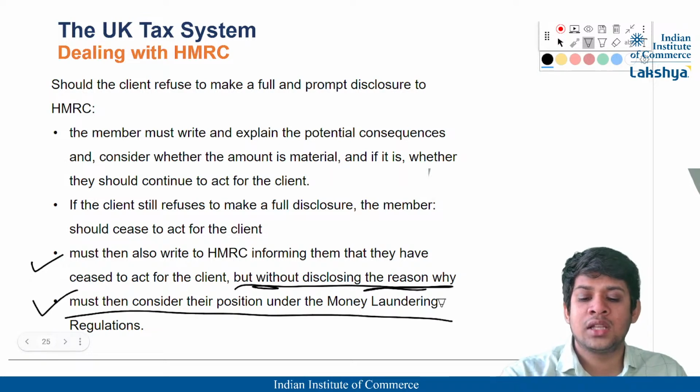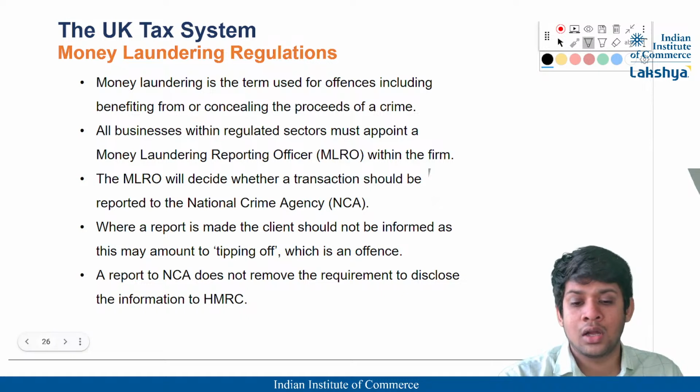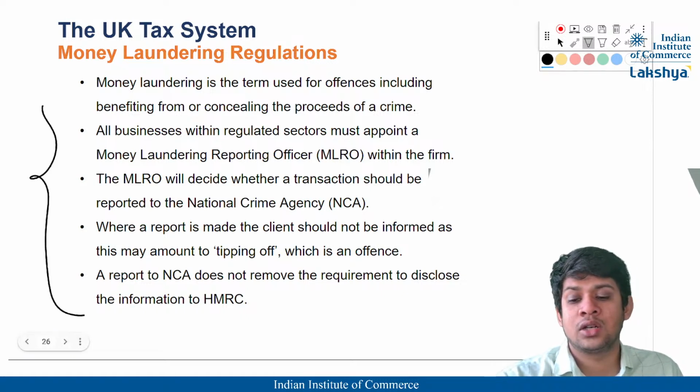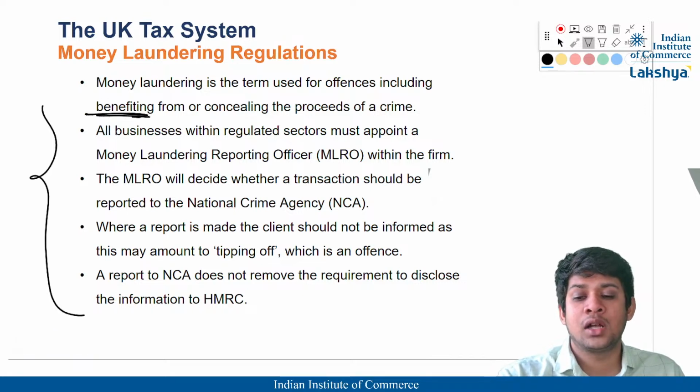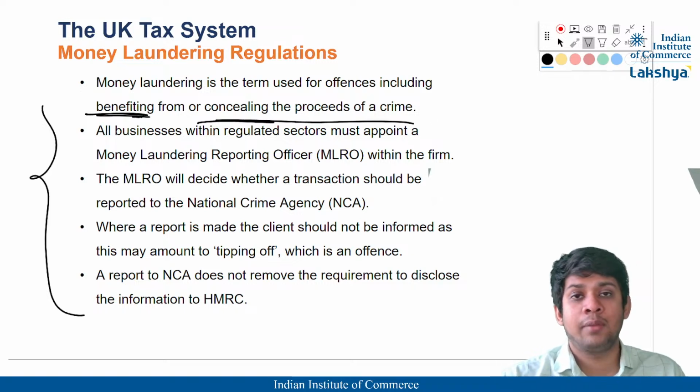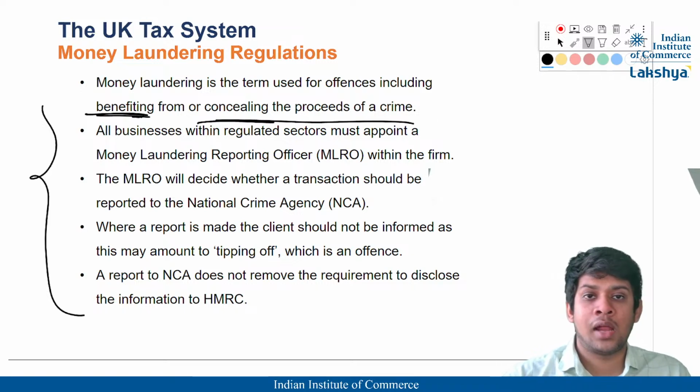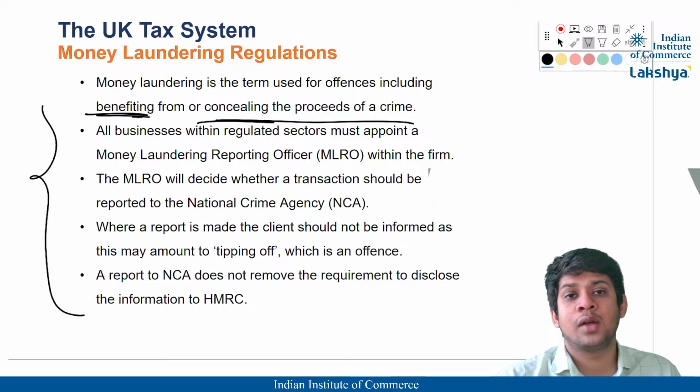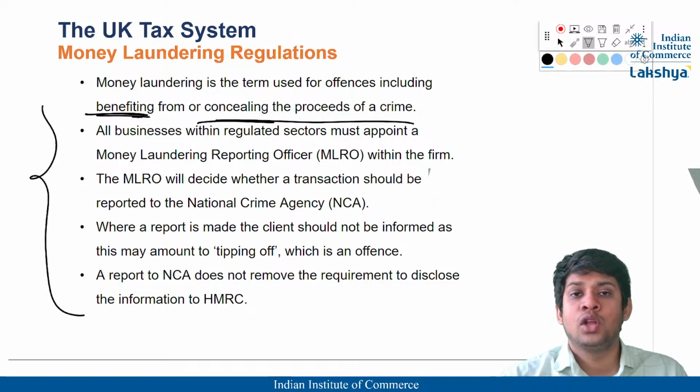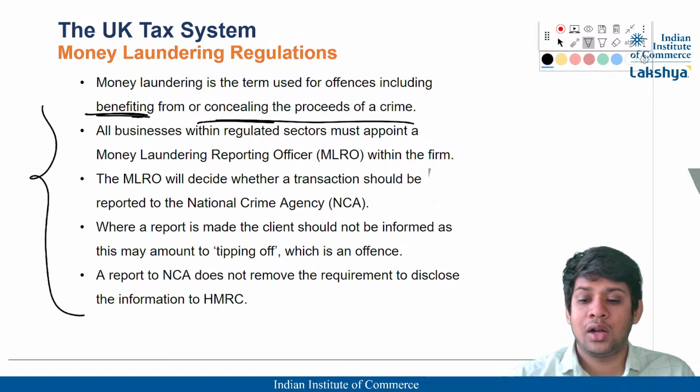Okay, must then consider their position in the money laundering regulations if they are doing any money laundering. Last part of your chapter comes the money laundering section, wherein money laundering is nothing but a term which benefits the taxpayer from concealing the proceeds of a crime. So maybe he's committing a crime, he's not actually showing all his incomes from which he is benefiting. So that is simply known as money laundering.